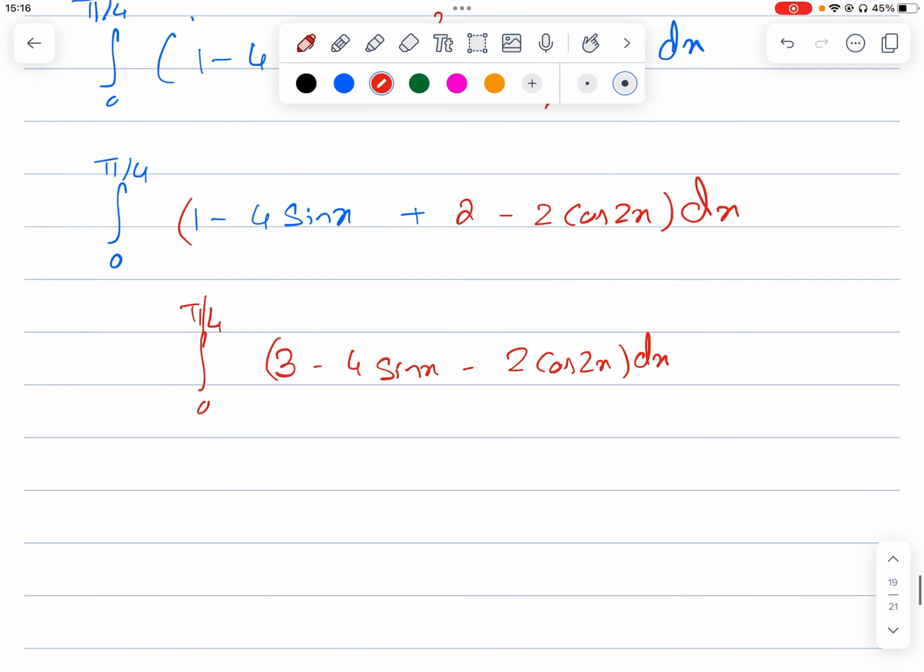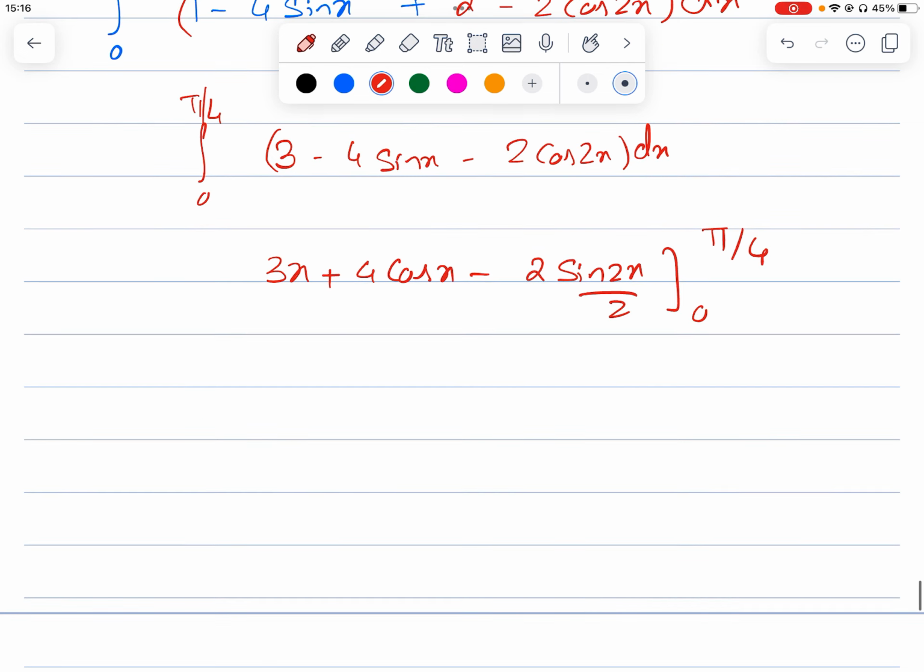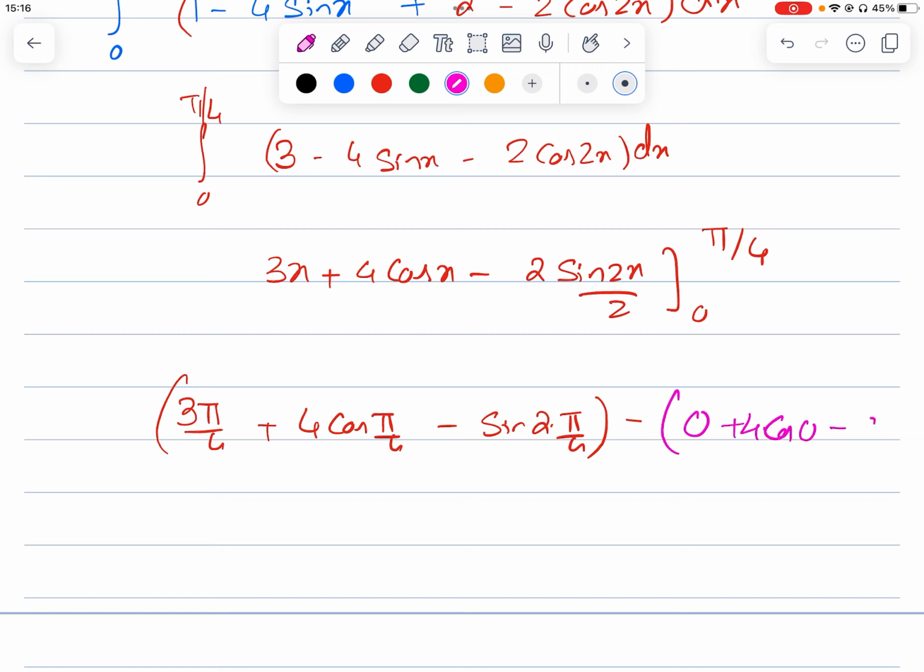The integral of 3 is 3x, minus 4 sin x integral is plus 4 cos x, minus 2 cos 2x integral is 2 sin 2x upon 2, from 0 to pi upon 4. Plug in the upper limit: 3 pi by 4 plus 4 cos pi upon 4 minus sine 2 times pi upon 4, minus the lower limit: 0 plus 4 cos 0 minus sine 0, which is 0. So it becomes 3 pi upon 4 plus 4 times 1 upon root 2 minus sine pi by 2, which is 1, minus 0 minus 4 cos 0, which is 4, plus 0.